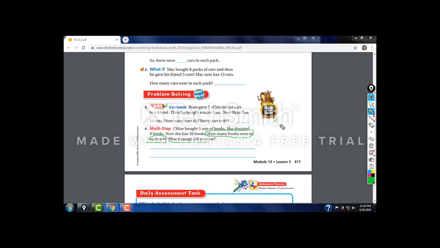Well, let's figure it out. She has 26 now. I know that. How many did she give away? She donated 9. So she had those 9, but she gave them away. I have to figure out how many total books she started off with before I can figure out how many are in each set. So if she has 26, she gave 9 away. Let's figure out how many she originally had. That's 26 plus 9. I get 35.